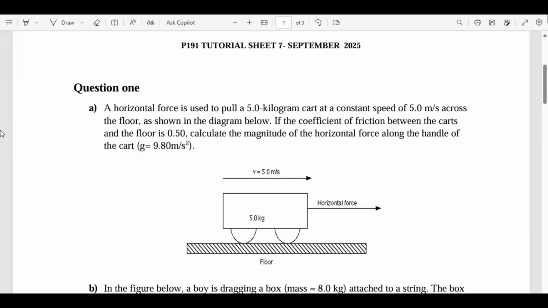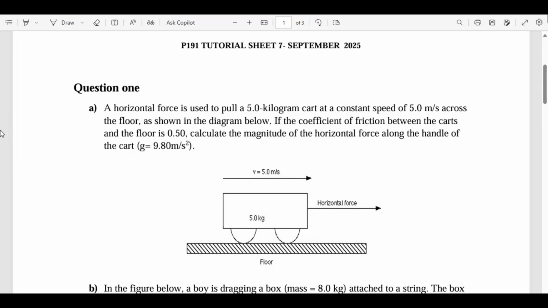Part A says a horizontal force is used to pull a 5.0 kilogram cart at a constant speed of 5.0 meters per second across the floor, as shown in the diagram below. If the coefficient of friction between the cart and the floor is 0.50, calculate the magnitude of the horizontal force along the handle of the cart. The gravity is equal to 9.80 meters per second squared.